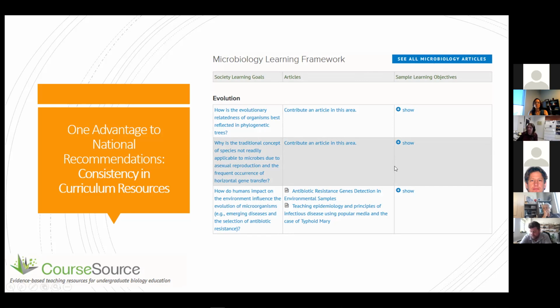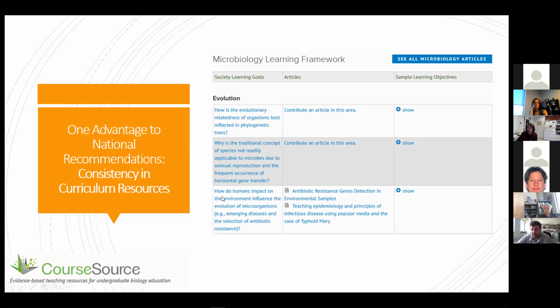You can click on this. This is just a picture, but if you clicked on this from CourseSource, you could see all the microbiology articles. But if we look at this, again, the very first one was evolution. How is evolutionary relatedness best reflected in phylogenetic trees? And if I wanted to write an article about how we analyze phylogenetic trees, how you do metagenomics, I could contribute an article in this area, because I can see that there isn't an article for undergraduate levels done yet. And then there's sample learning objectives that I could either use theirs or build my own.